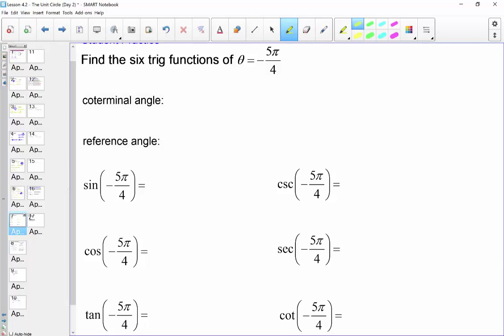Notice that theta equals negative 5 pi over 4. Again, we prefer to work with positive angles between 0 and 2 pi, so we're going to go ahead and find a coterminal angle that's equivalent. So we'll start with negative 5 pi over 4.